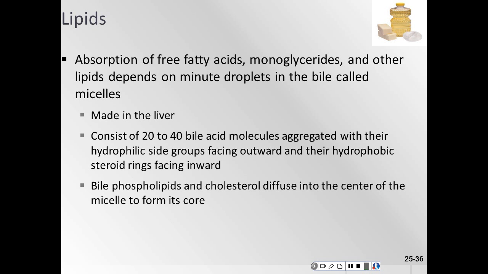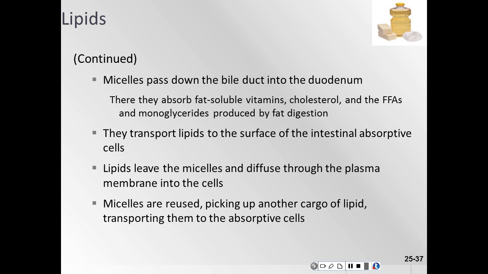Now, bile, as we see, is made in the liver. The micelles pass down the bile duct into the duodenum, where they absorb fat-soluble vitamins, more cholesterol, and the products of fat digestion. Their hydrophilic surfaces allow them to remain suspended in water. They transport lipids to the surface of the intestinal absorptive cells, where the lipids leave the micelles and diffuse into the cells. The micelles are then reused. Without these micelles, the small intestine absorbs only about 40% to 50% of the dietary fat and almost no cholesterol.